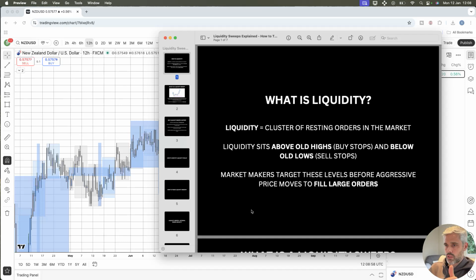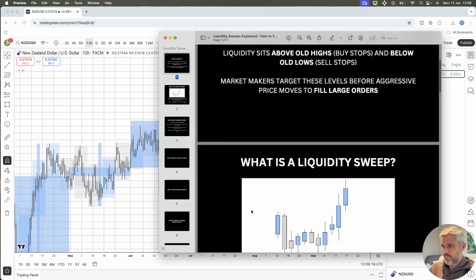One, to fill their orders, and two, to entice new entrants into the market, either breakout traders or those thinking that prices are going to continue in the same direction, so that they can entice more liquidity that they can then target to collect even larger orders that they can then distribute through reversals in the market.